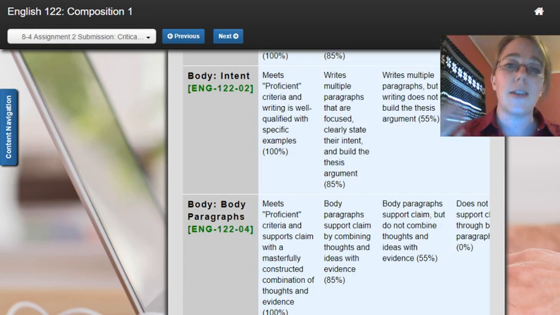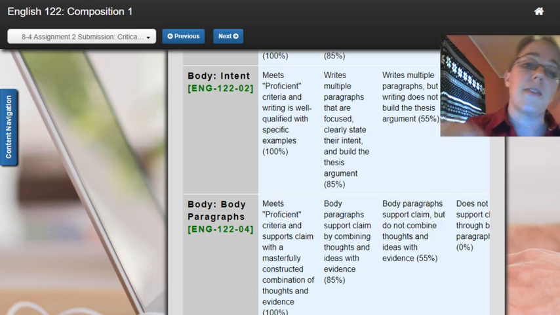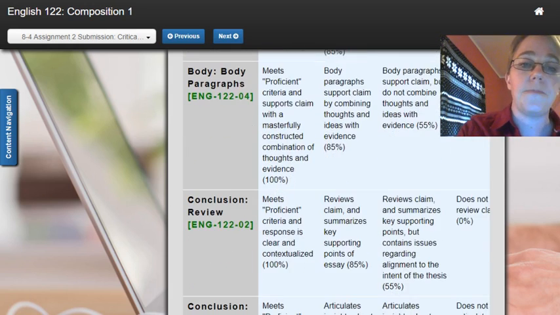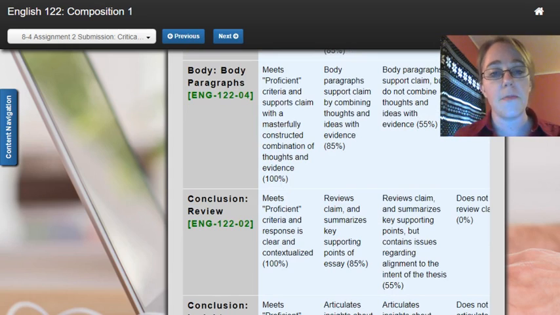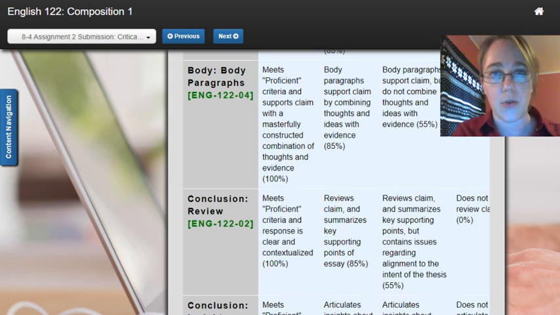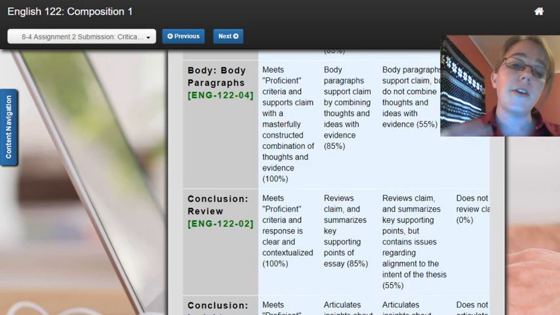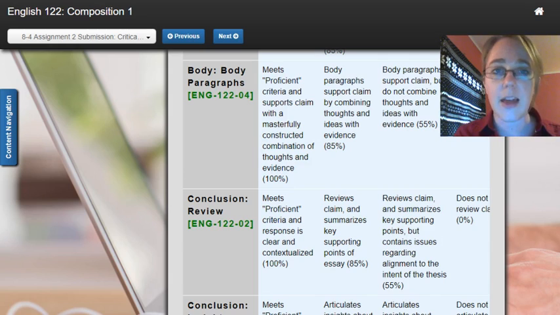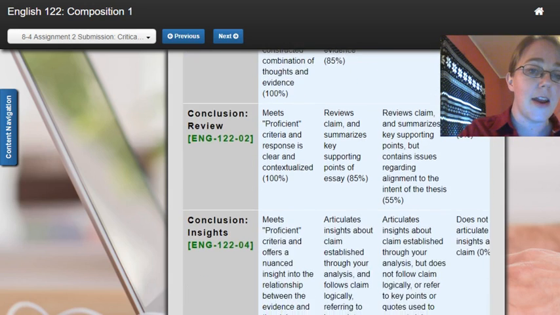We want to make sure that we also include detailed and specific examples within our writing. Additionally, for our body paragraphs, we want each one to support the claim by combining our thoughts and ideas with that evidence, with those direct quotations or paraphrased bits of content. And instead of just dropping that quotation in there, we want to talk about it a little bit and discuss how it ties in and supports our claim. So those are what we're looking for with our body paragraphs.